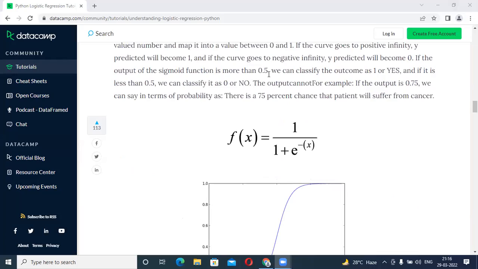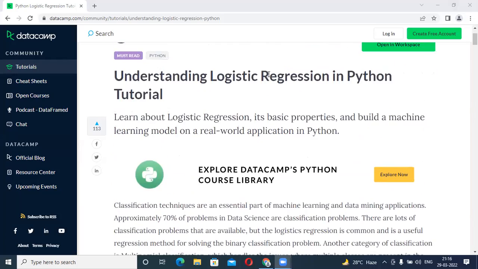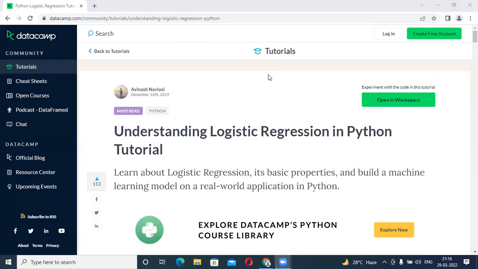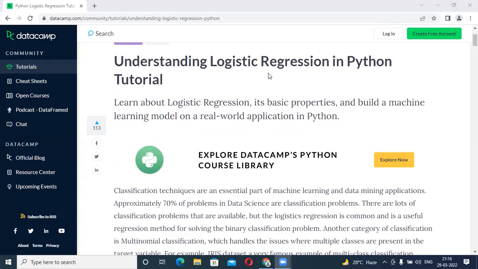So is it visible? Is it visible to you? Is it visible to you? Yes, sir.